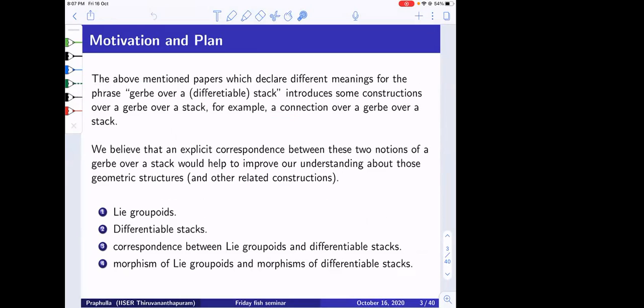And the plan is the following. I'll quickly introduce what are Lie groupoids, what are differentiable stacks, and the correspondence between differentiable stacks and Lie groupoids. Then I'll give a correspondence between morphisms of Lie groupoids and morphisms of differentiable stacks. As I mentioned before, a special morphism of Lie groupoids is called a gerbe stack in one paper, and a morphism of differentiable stacks with certain extra conditions is called a gerbe stack in another paper. So we'll see the correspondence between these two.